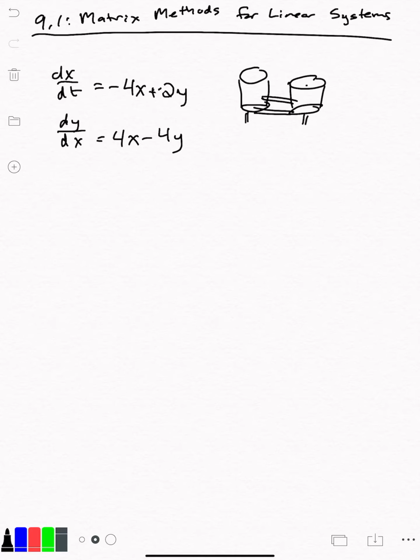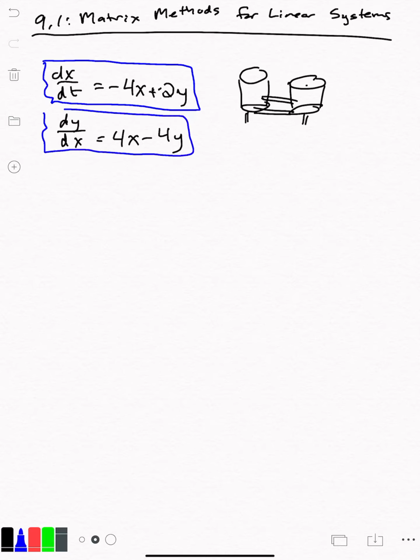If this first differential equation only had x in it, then I could solve for x, and then I could plug it into the bottom one. Similarly, if this bottom one only had y, I could solve for y, and then plug it into the first one. But I don't have either one of those. I have this interconnectivity between the two variables. And that means that all the techniques we've learned before chapter 9 are going to be completely insufficient to solve this problem.